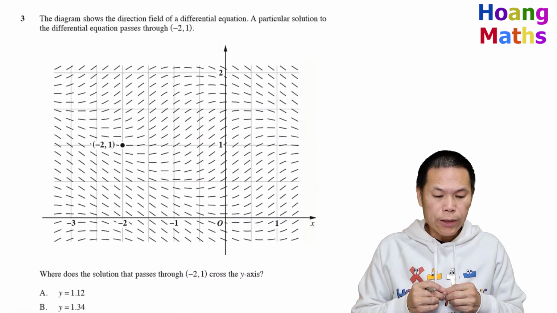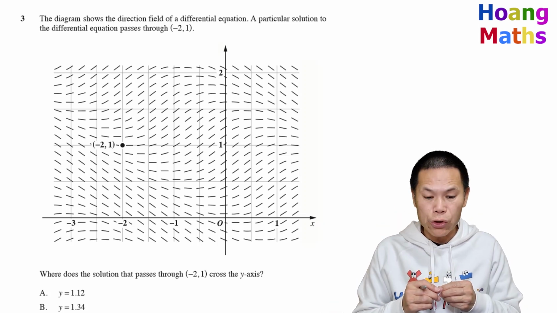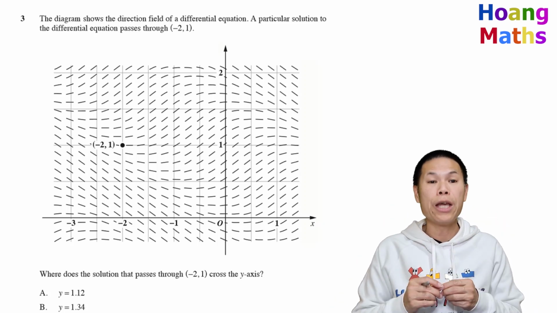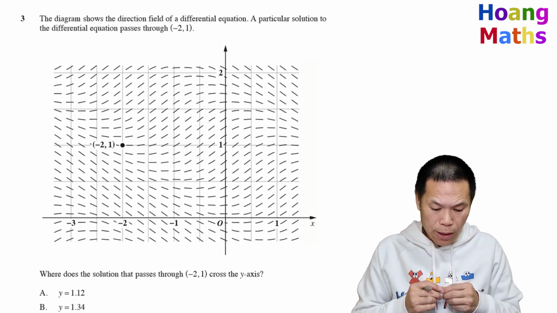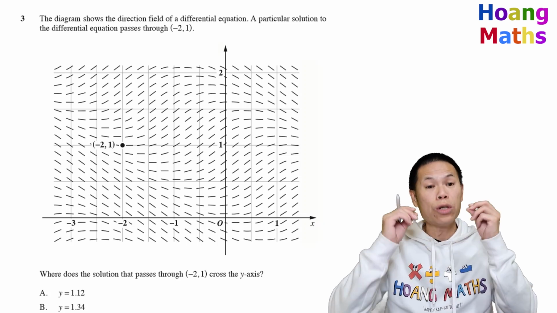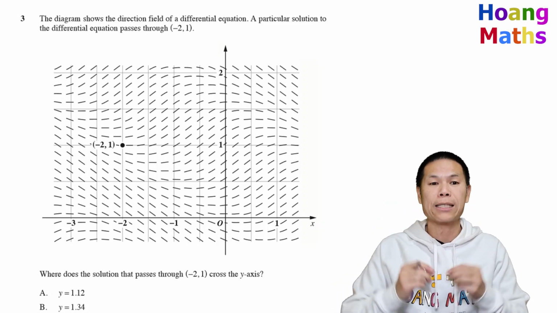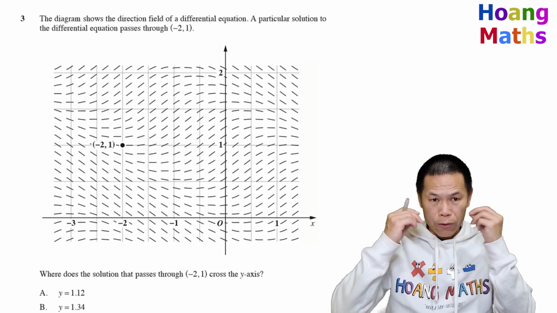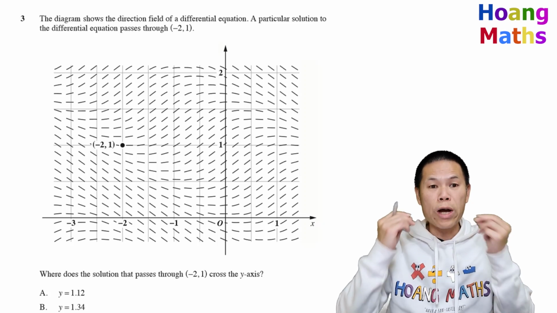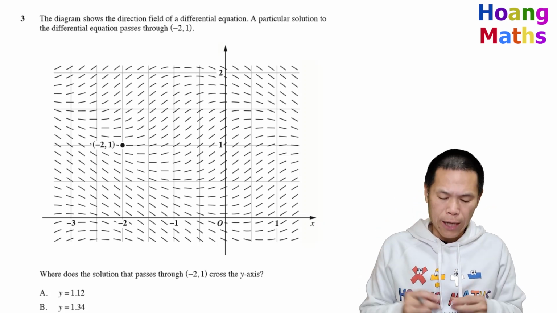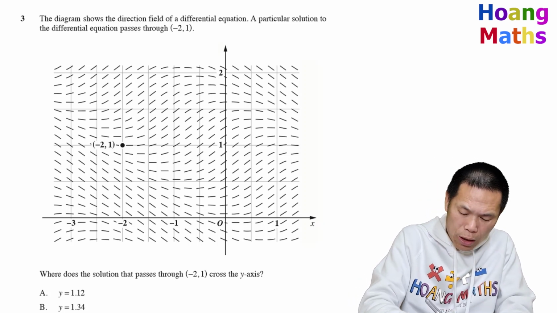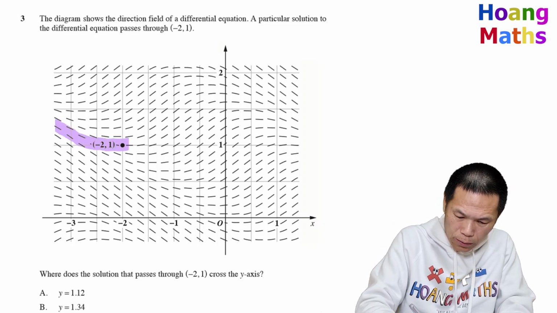Question 3. The diagram shows the direction field of a differential equation. A particular solution to the differential equation passes through -2, 1. The question is, where does the solution that passes through -2, 1 cross the y-axis? Now to do this, we just draw a curve that follows the gradient directions, and then we can work out by just looking at the graph, the y-axis. So we just look at the gradient directions, and we need to pass through -2, 1. So somewhere here we go across.